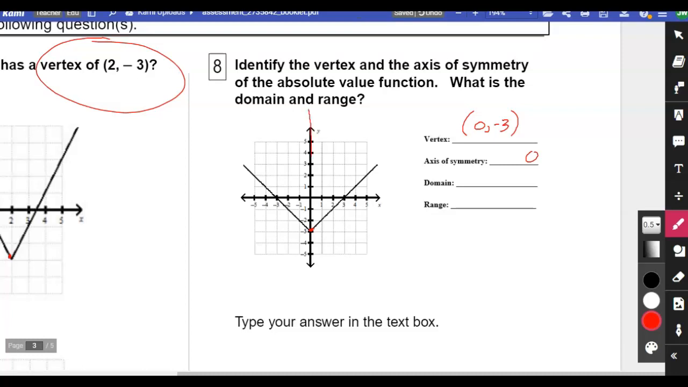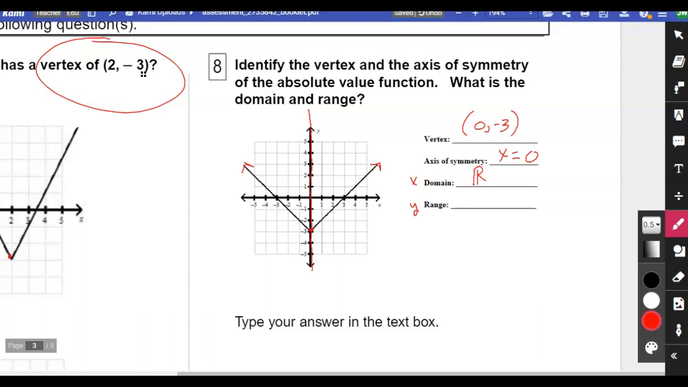It's actually a line, and in this case, that line right here, that red line I just drew, is x equals 0. That's the line you can reflect it over. It's going to be the same on each side. So you have to include the x part. Now what is my domain? Remember, our domain is our possible x's, and our range is our possible y's. So if we look at my x's, they go on forever. So it's all real numbers.